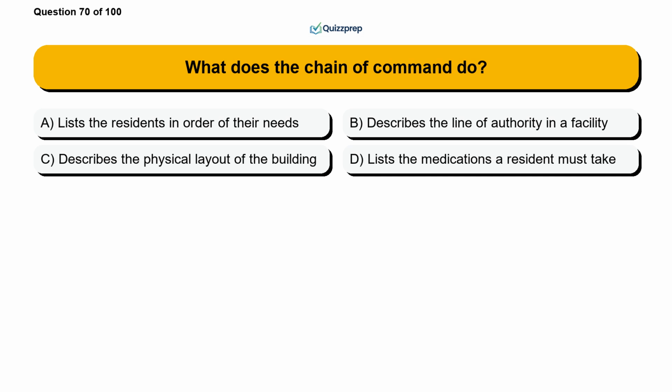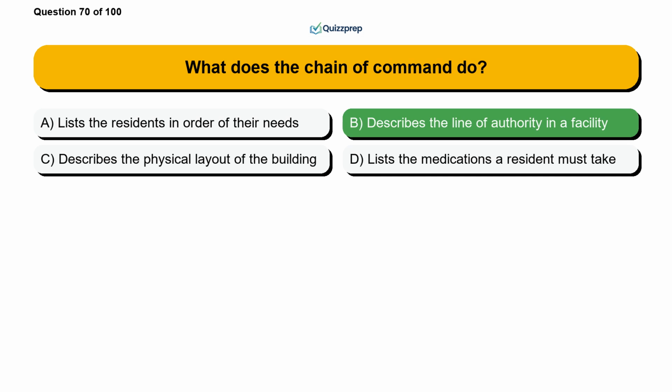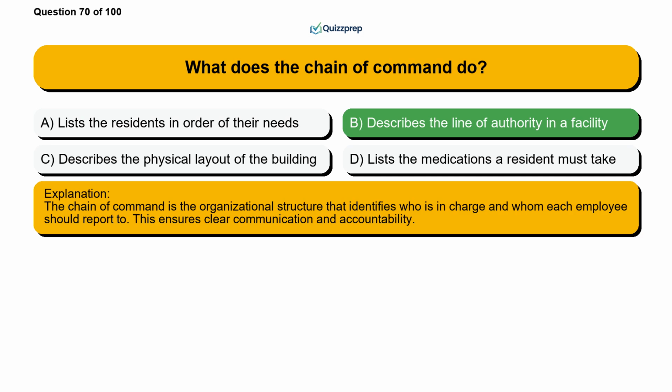Option D, lists the medications a resident must take. The correct answer is option B, describes the line of authority in a facility. The chain of command is the organizational structure that identifies who is in charge and whom each employee should report to. This ensures clear communication and accountability.